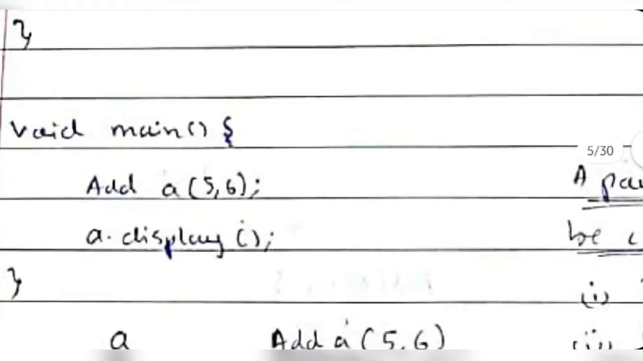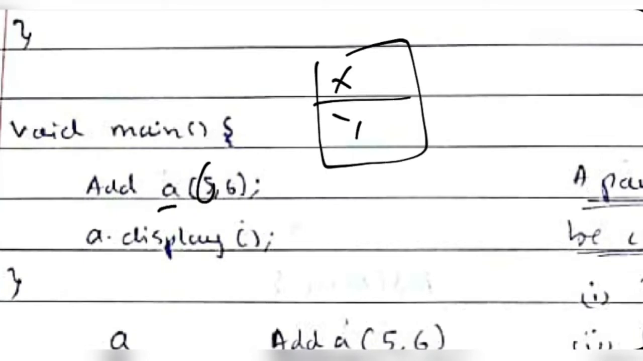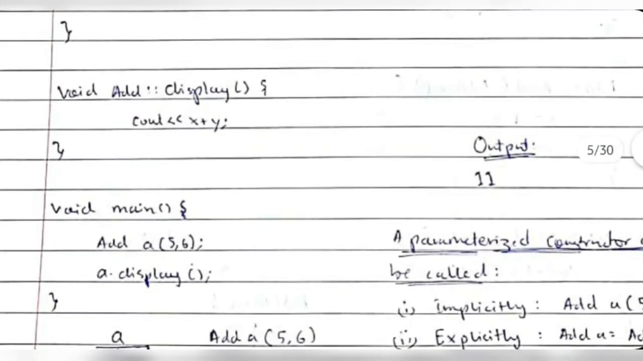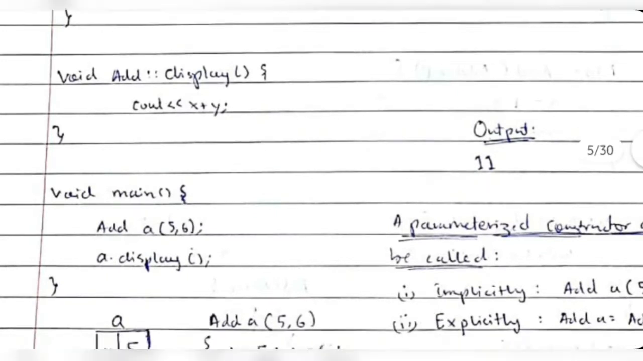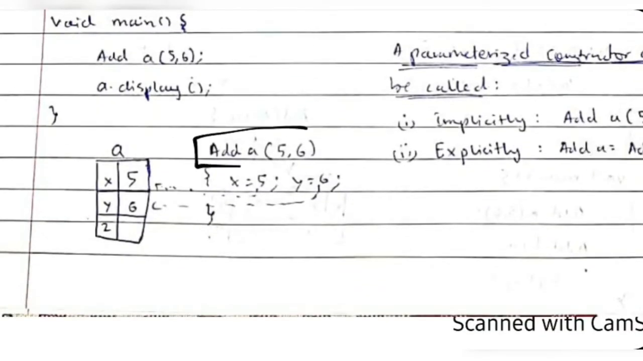Suppose that I create an object a and the class has x and y. I want to initialize x as 5 and y as 6 whenever I create an object, or I can edit the values here. The user can edit whatever value the user wants. So if I write 5 comma 6, this will become 5, this will become 6, or else if I write 7 comma 8, x will become 7, y will become 8 whenever I create an object a. When I display it, it will be 5 plus 6, which is 11 here. Have a look here. Whenever I write this function add a 5 comma 6, the 5 will be stored in the x position and 6 will be stored in the y position.